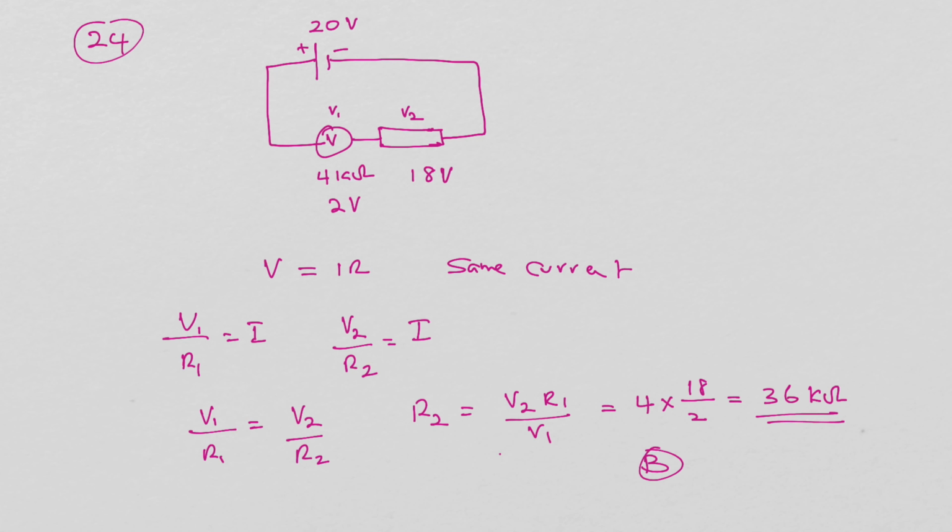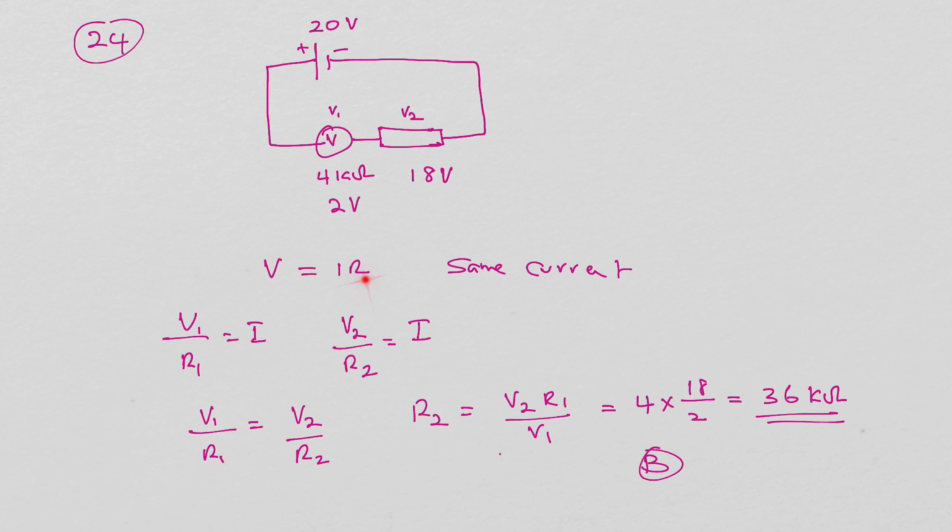Question 24. A voltmeter has a resistance of 4 kilo ohms and reads 1 volt for every scale division on the meter. A power supply of EMF 20 volts and negligible internal resistance is connected across the voltmeter and a resistor in series. The voltmeter reads 2 divisions, which means 2 volts, since 1 division is 1 volt. What is the value of the resistor?